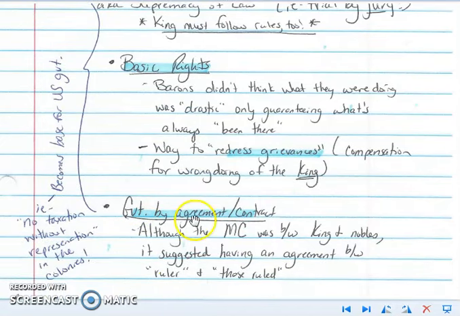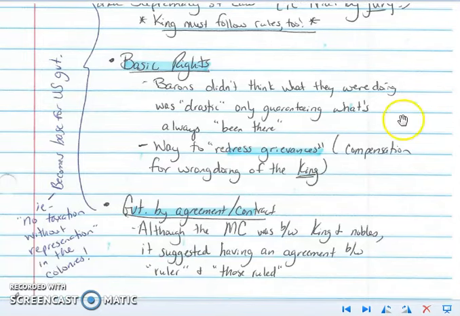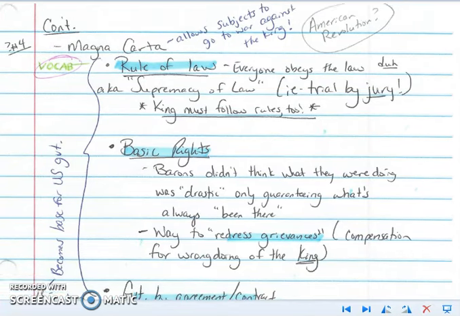And also government by agreement or contract. Although the MC, which is Magna Carta, was between kings and nobles, it suggested having an agreement between the ruler and those ruled. Well, I put a bracket around all of those three here, and I put it becomes the base for U.S. government. I.e. means, for example, no taxation without representation in the colonies.